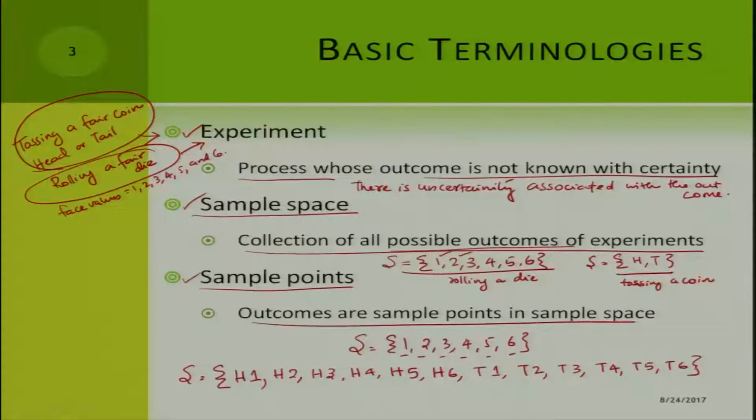So, you can see that as the experiment gets complicated, here we tossed a fair coin and rolled a die, the size of the sample space increases. Similarly, as the experiment gets more complicated, your sample space keeps on increasing.